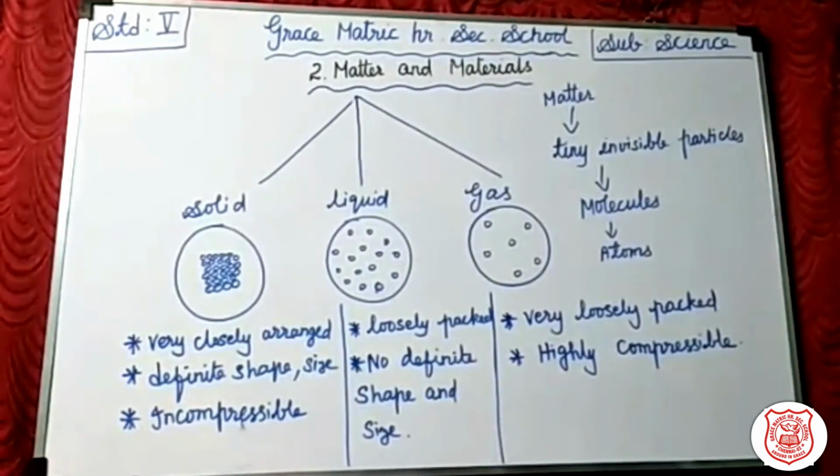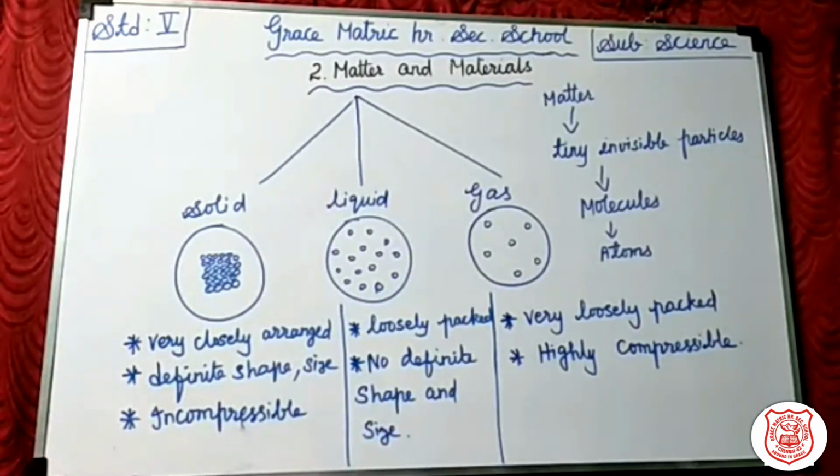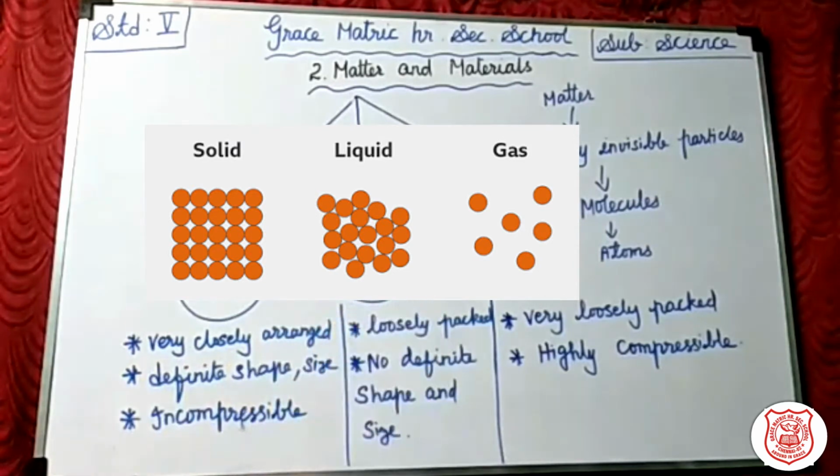All matter is made up of molecules, and the states depend on the way the molecules are arranged. Matter can exist in 3 states: solid, liquid and gas. First, let us see about solid. Solids are hard. You know very well the solid materials. When you touch them, you feel that the material is very hard. You cannot press it because it is incompressible.